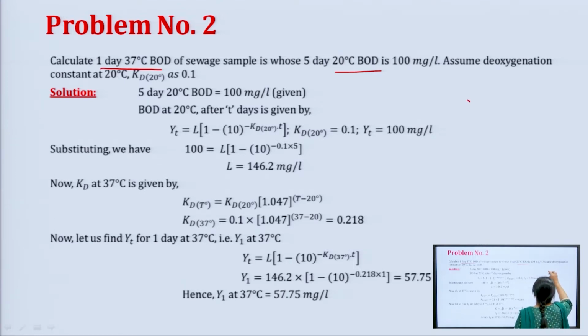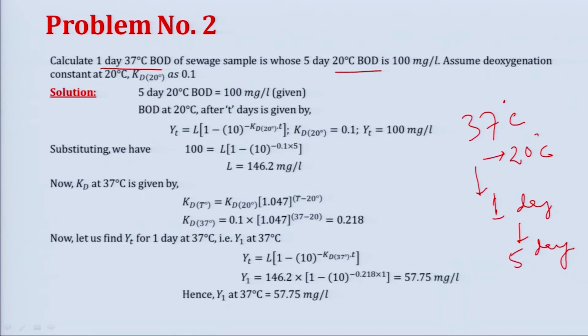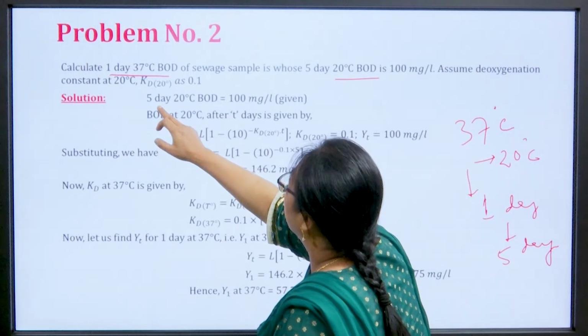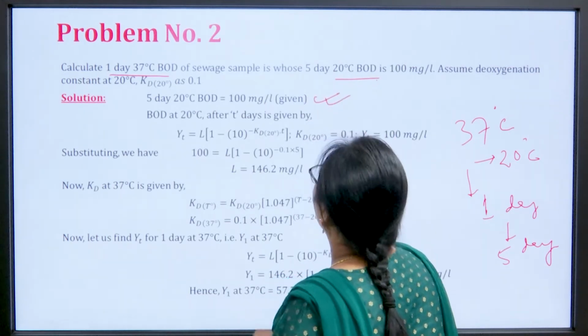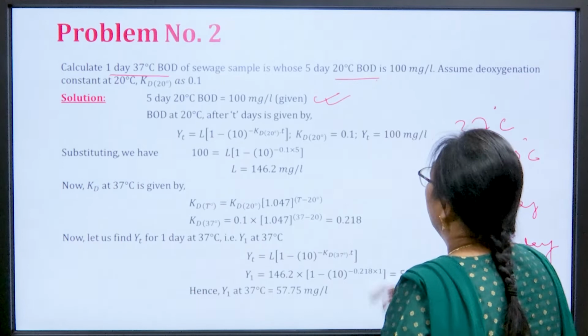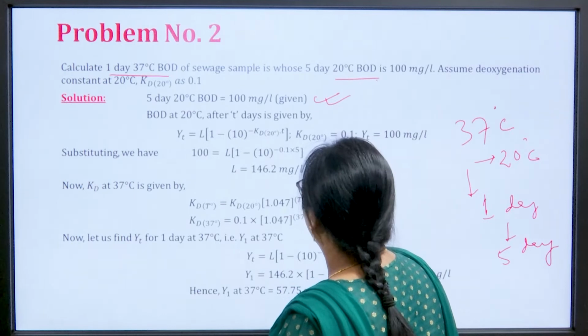You have to, first, change the temperature from 37° centigrade to 20° centigrade. Another is the day, from 1 day to 5 day. So, that is what you have to do. So, what is given here? The 5 day 20° BOD is 100 milligram per liter. So, what do you have to do?